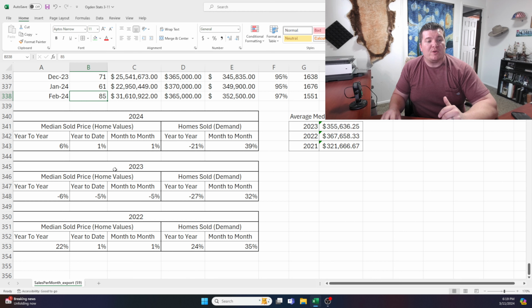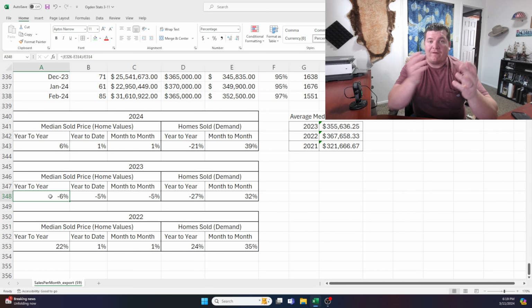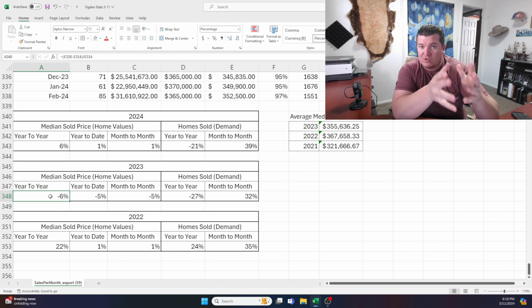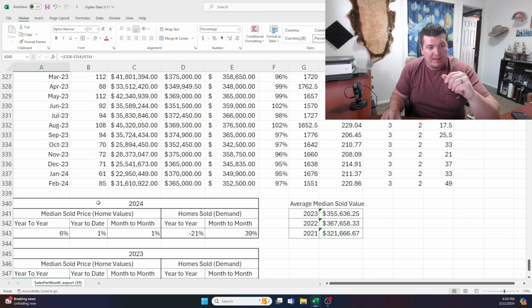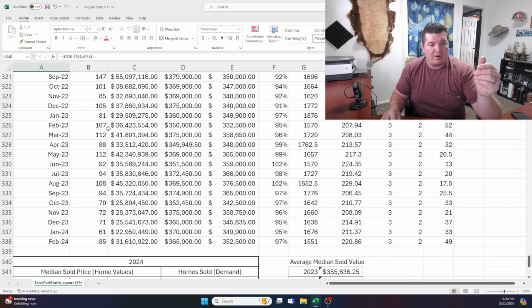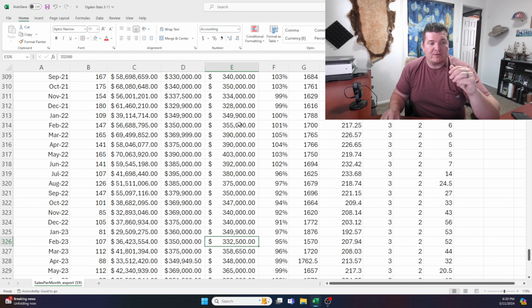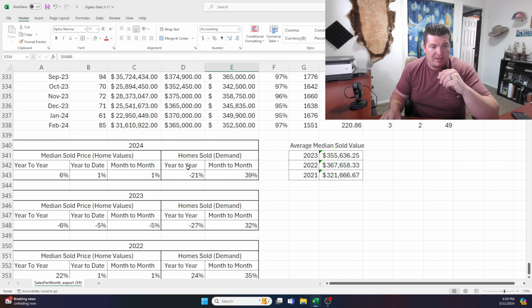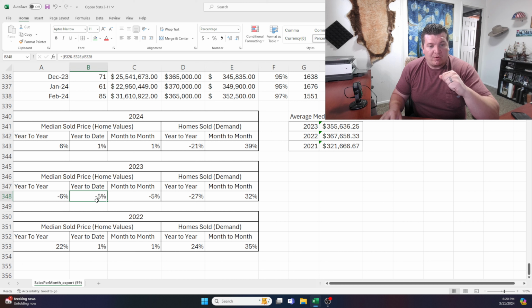This is where I want to go back in time a little bit and look at 2023 specifically. You can see that home values actually decreased in 2023. From February of 2022 to February of 2023, they decreased by about 6%. That would be February of 2023, $332,000, and February of 2022, $355,000. At the same time, they were going down 5% month over month, and year to date, there were 27% fewer homes sold from February of 2022 to February 2023.